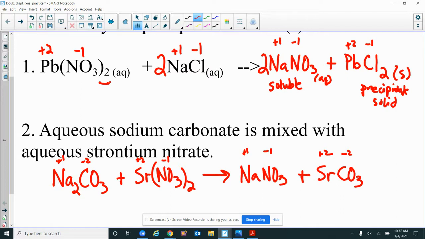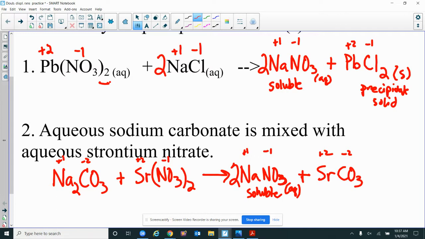That's a 3. So now I need to balance it overall. I need a 2 here, and that's balanced. Then I need to say which one's the precipitate. Well, this is not. This is soluble. This is aqueous because it has nitrate in it, which is always soluble, and sodium is always soluble.